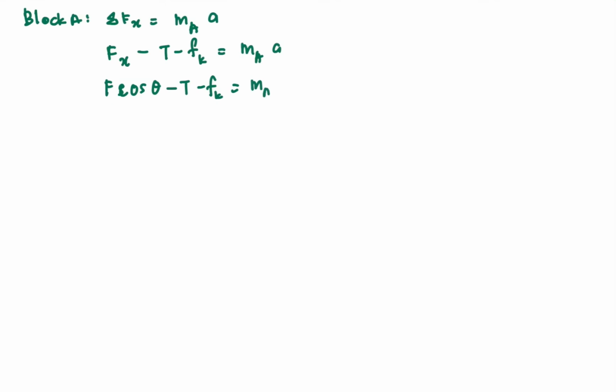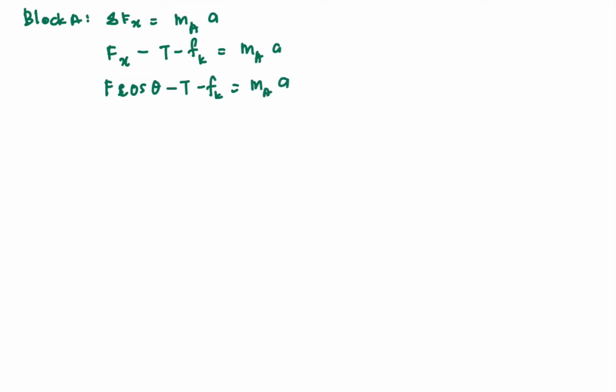For block A, still block A, sorry, for the x component it has acceleration, so equal to ma. Okay, so for this part we have Fx is positive because it is the same direction as acceleration, minus T minus Fk equal to mA a. So here F cos theta minus T minus Fk equal to mA a.